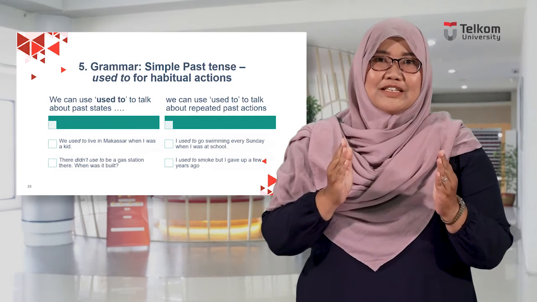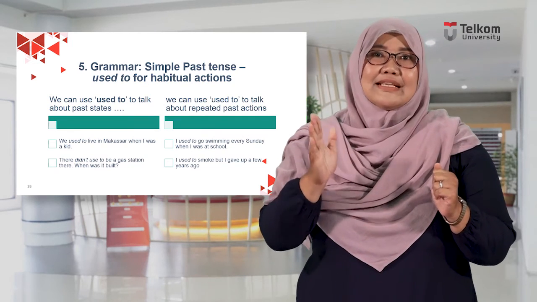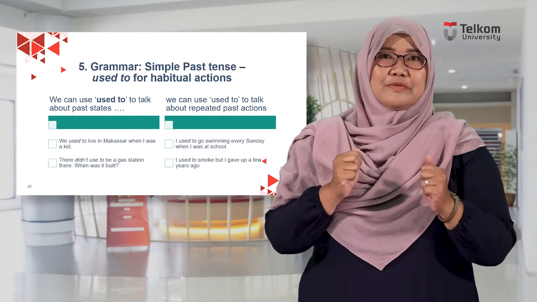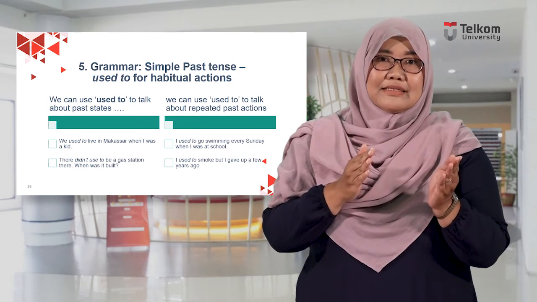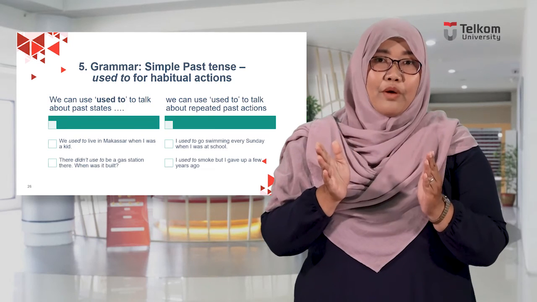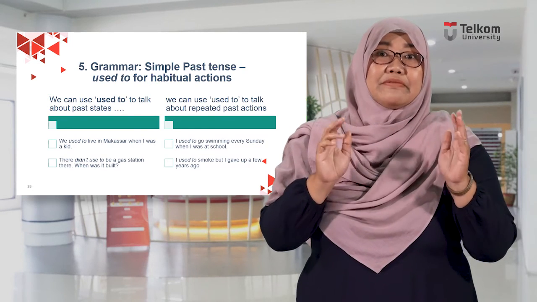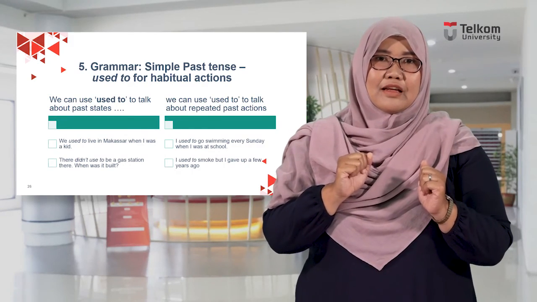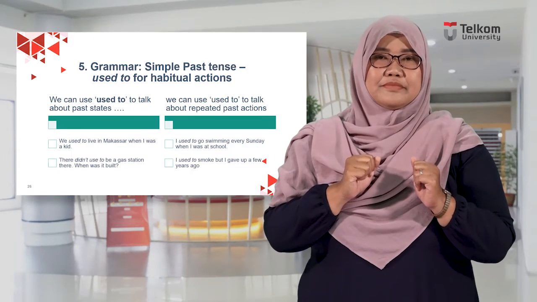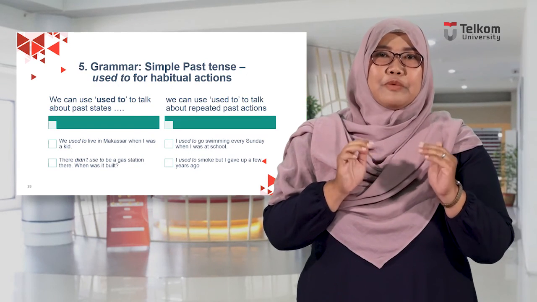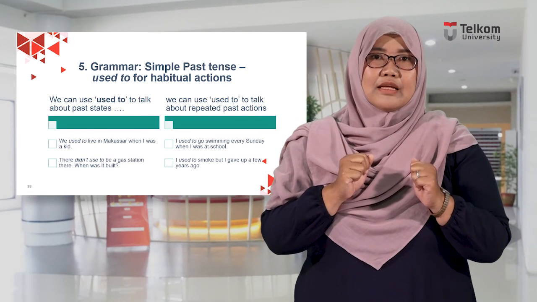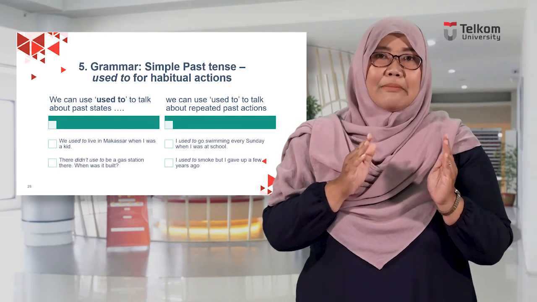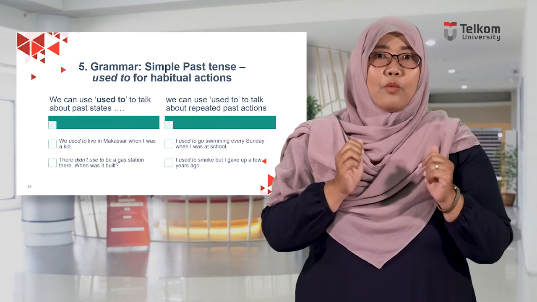Let's continue on the material about past habits, used to. When we talk about things that happened in the past but don't happen anymore, we can do it in different ways. Used to. Example: We used to live in Makassar when I was a kid. There didn't used to be a petrol station there. When was it built?